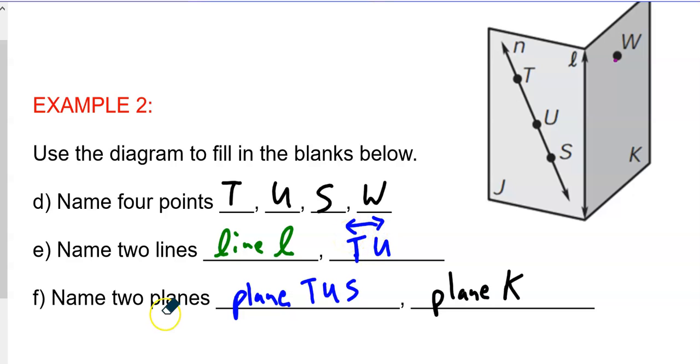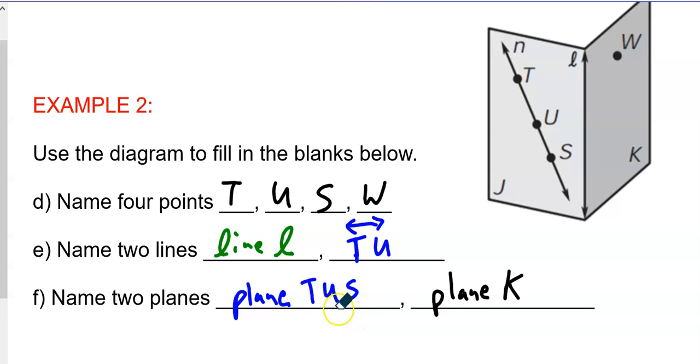Name two planes. So again, we have two planes here. So we have this one that I did have highlighted in blue. Two different ways to name this one. I could have said plane J, but that's not what I did. I chose 3 points and I did plane TUS.